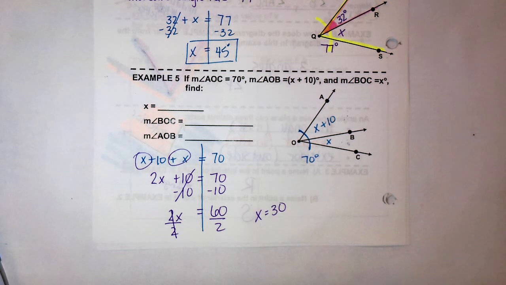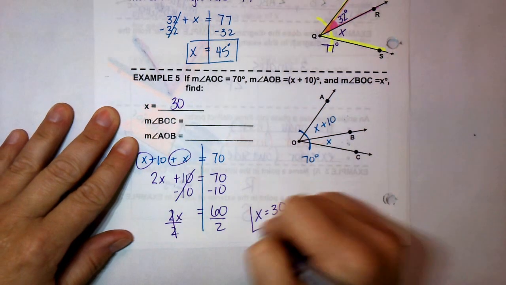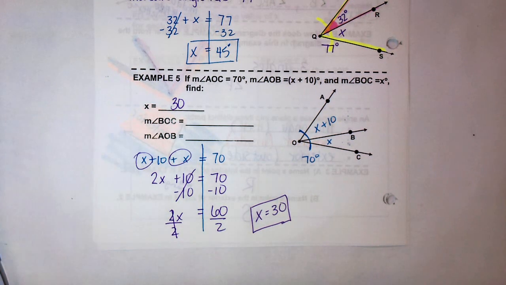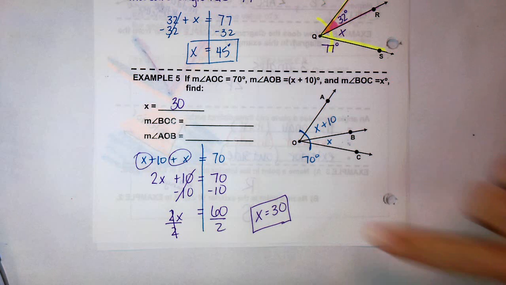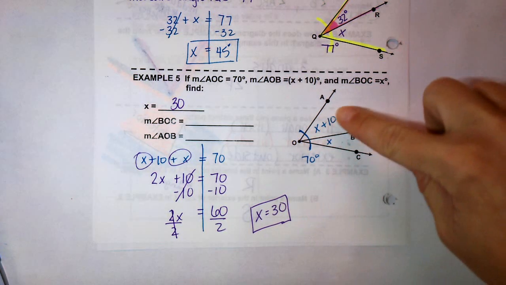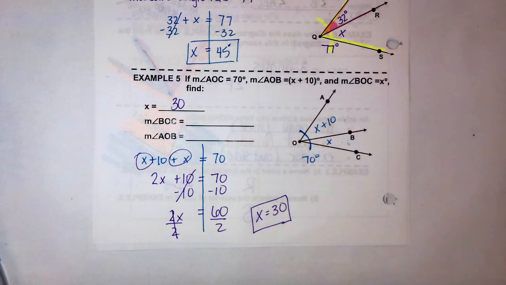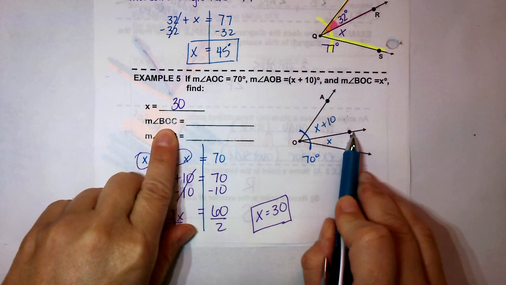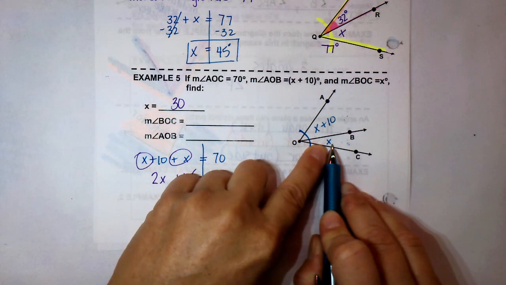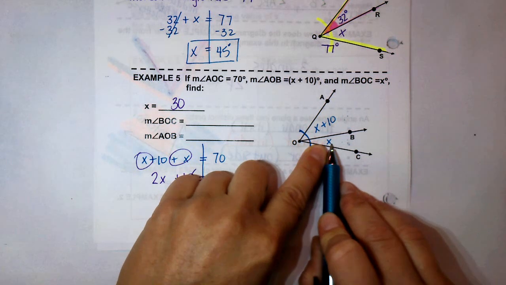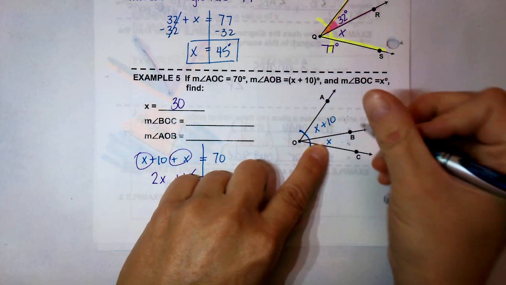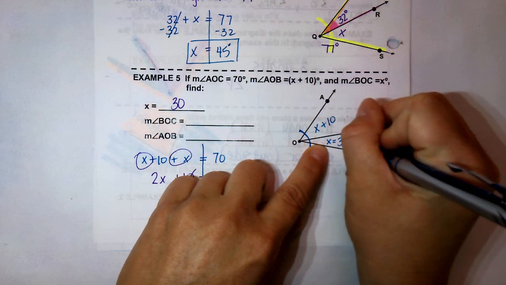So I'm going to fill in my x at the very top. That's my 30. Now, a lot of you did this beautifully, and then you stopped after this, and you had no idea what to do from here. I found x. Now it's asking me what are the measures of the angles. So I have to go back and take this x and make these into numbers. Right? So it says BOC. So find that angle, BOC. That's this one here. It says it's x. We found x. What is x? 30. So this angle equals 30.